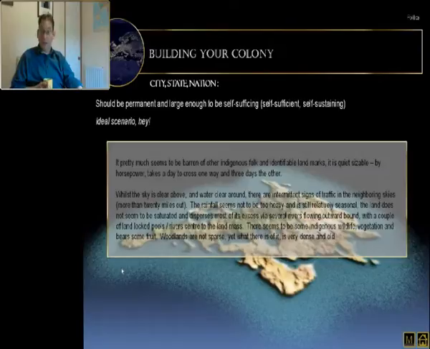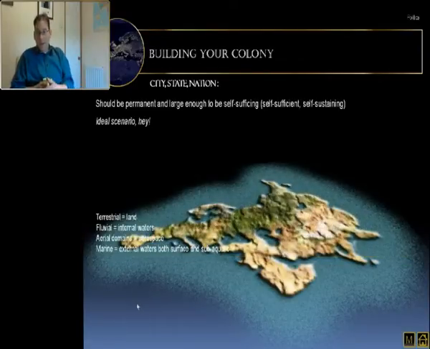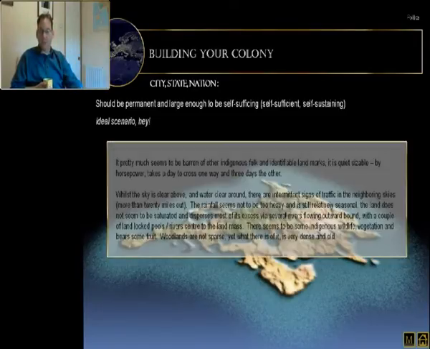Right, so it's an ideal scenario. We have land, so terrestrial, fluvial, interior waters, aerial domains, so the aerospace, marine, and external waters, both surface and subaquatic.